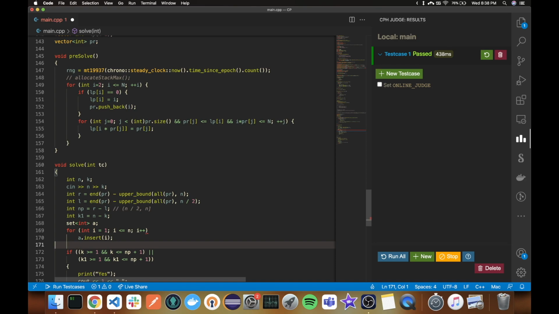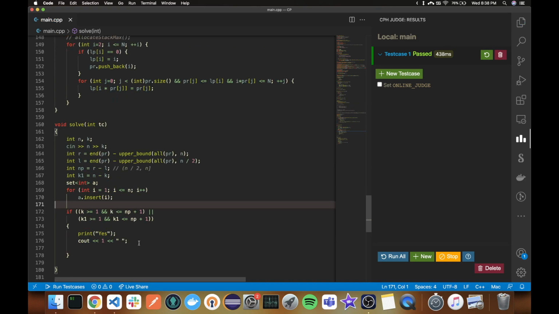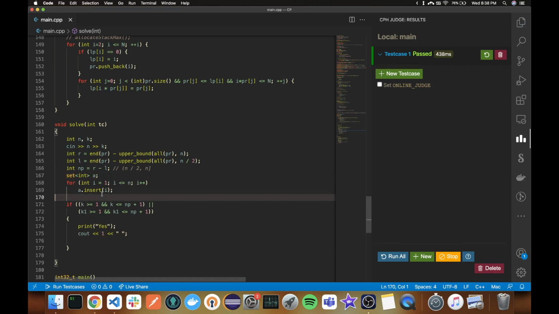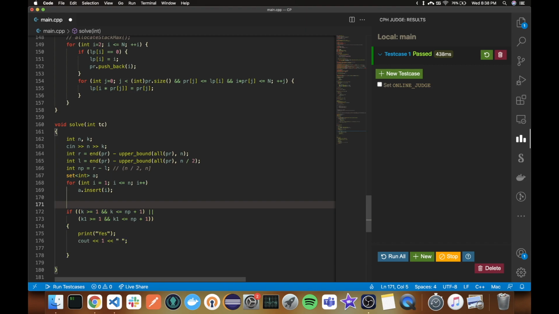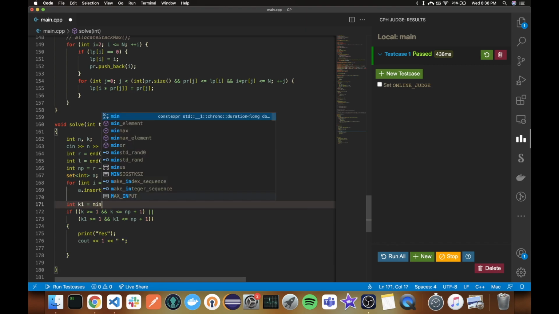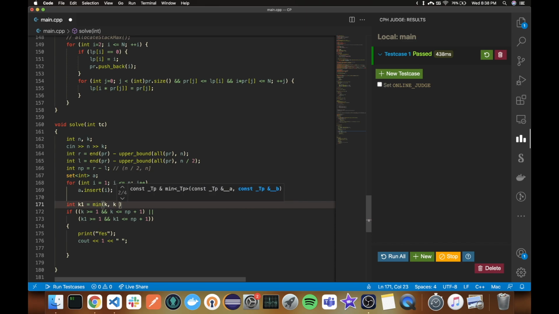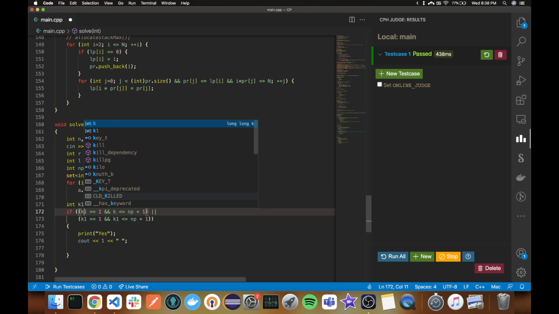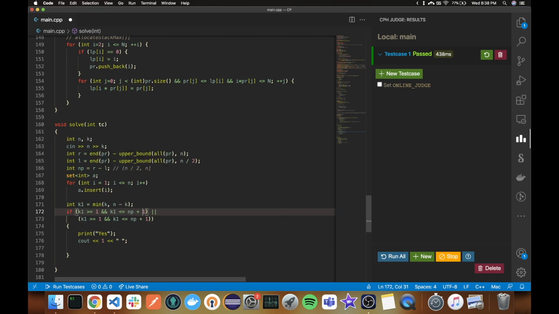So I'm storing all the numbers we had, and now, okay, I can't be bothered. I'm just going to say k2, k1 is equal to minimum k minus n minus k, sorry. Now if k1 and k1, so whatever, the smaller set, I just want the smaller set to be in this range, and then what I can do is print yes.